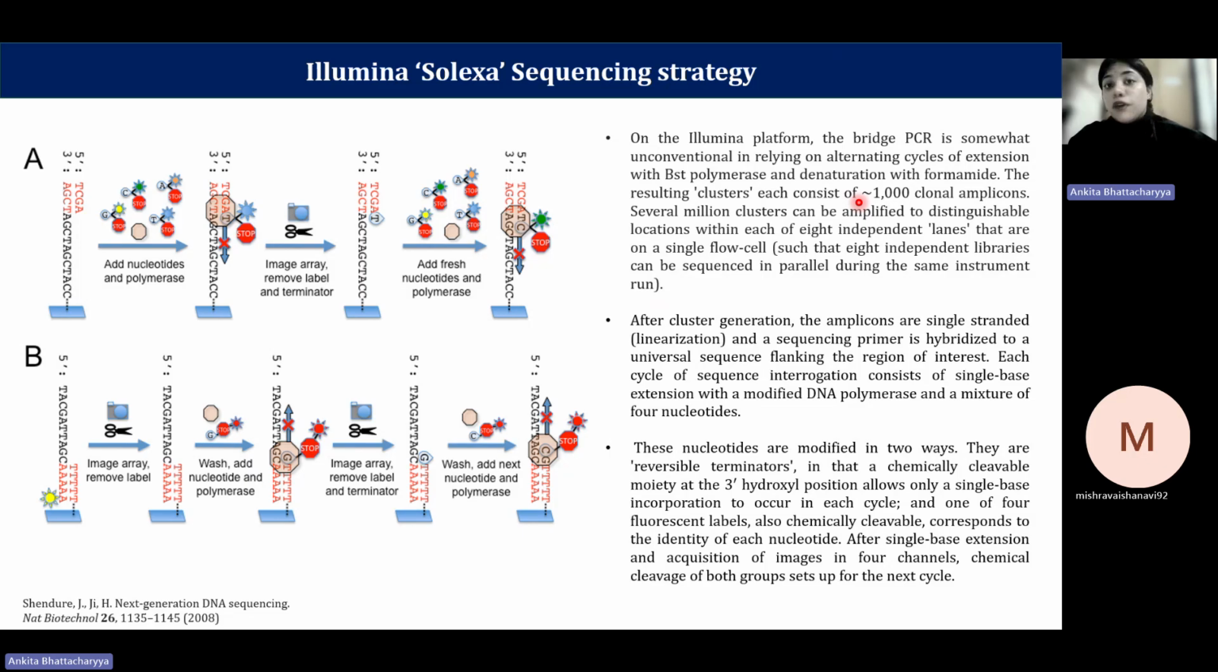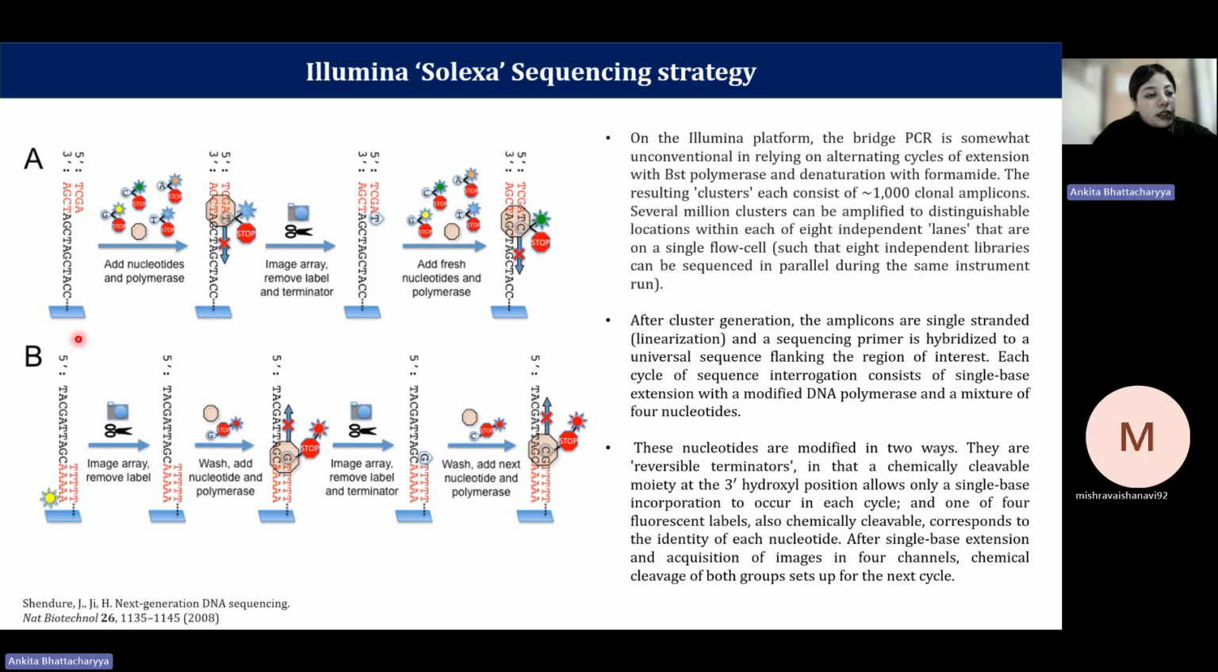So you don't have any of those external variables, like using different instruments for sequencing different regions, or the efficiency of the instrument not being the same at that point of time. All those variables are removed. You are carrying out parallel sequencing of multiple regions. After cluster generation, the amplicons are linearized and a sequencing primer is hybridized. So I think we can use this as a reference.